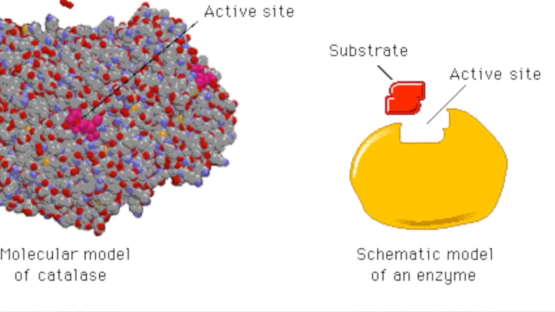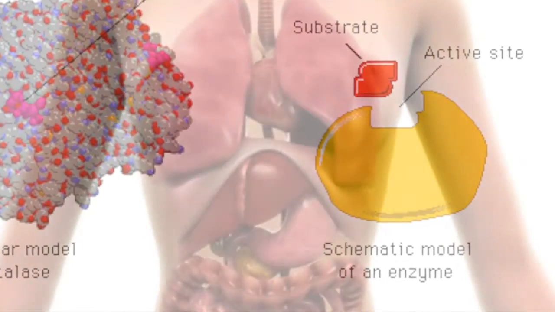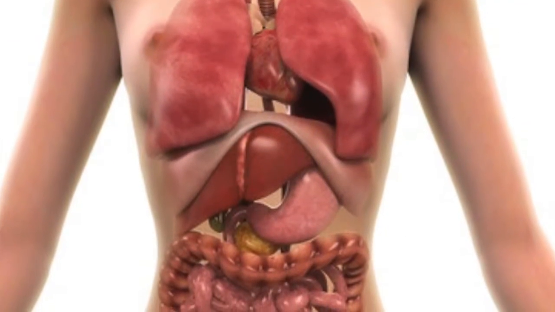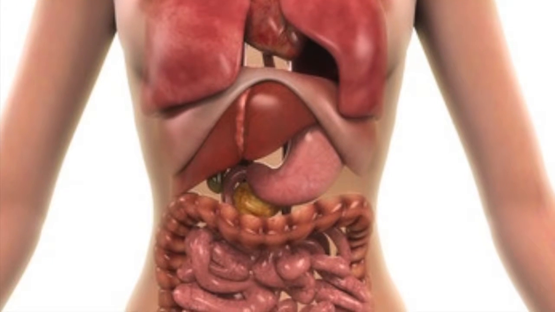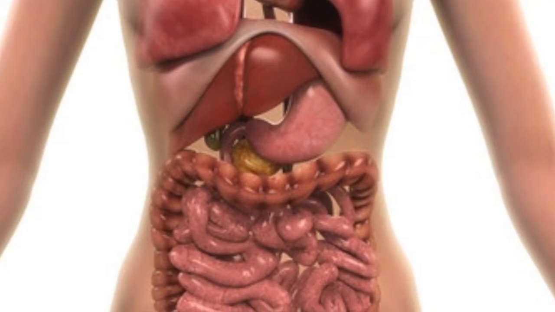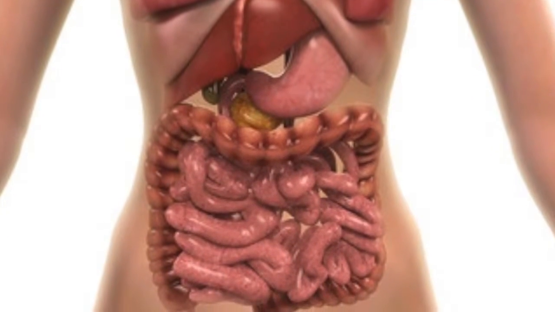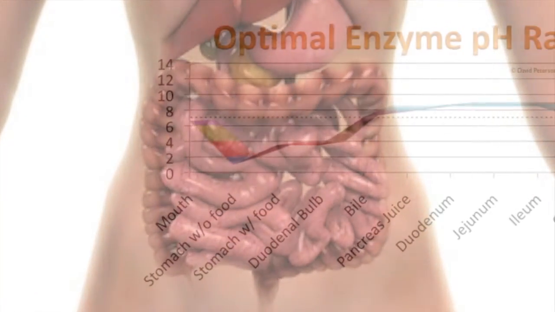The conformation of an enzyme is maintained by interactions between the various amino acids that compose it, and this conformation is sensitive to changes in the enzyme's environment.